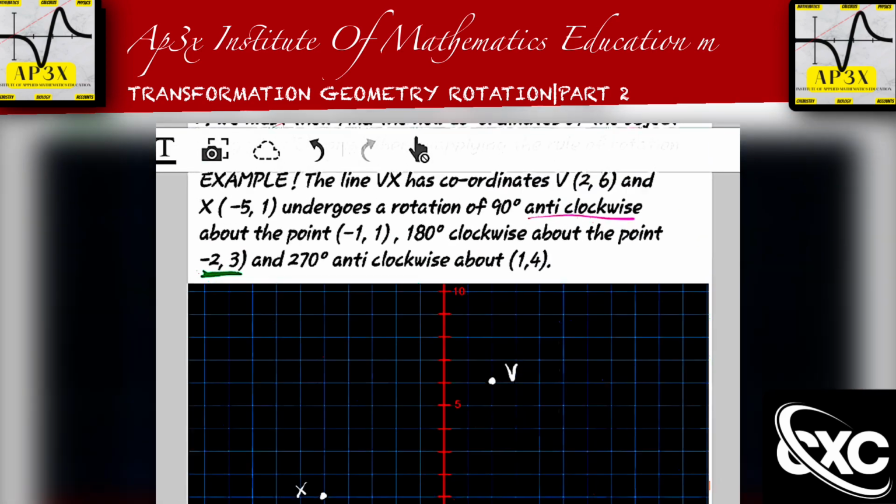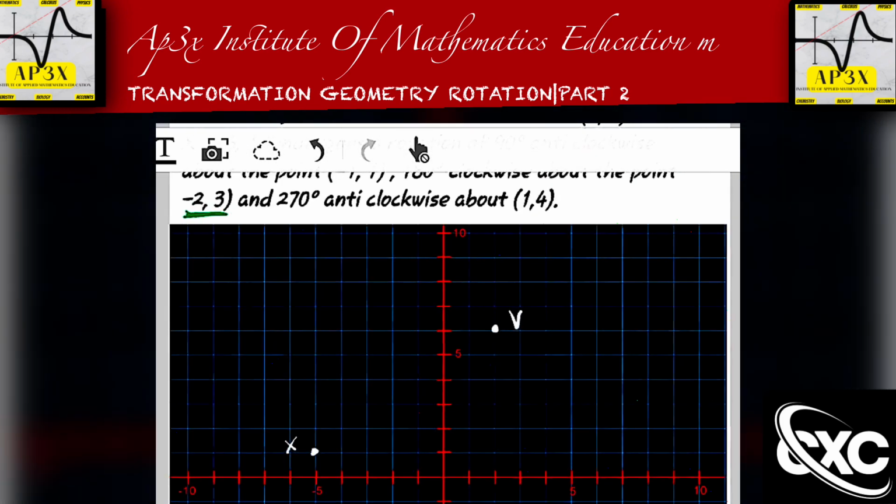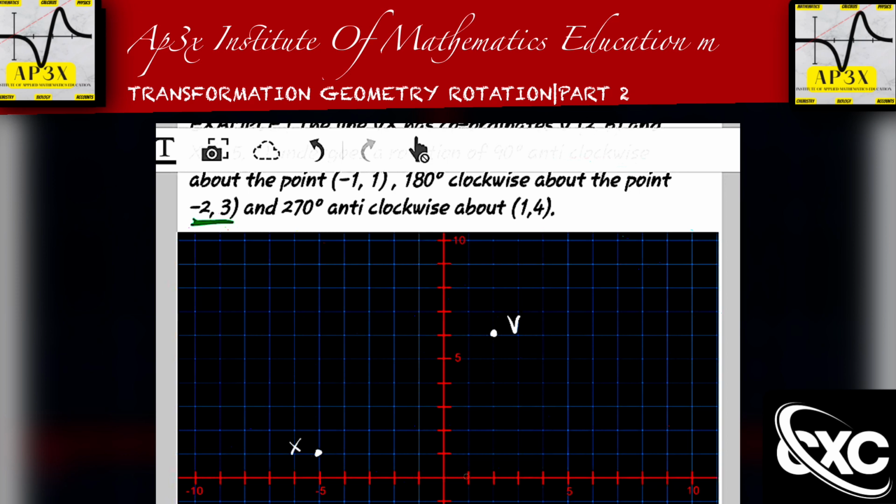All right. And then, of course, now we're going to be rotating it again through 270 degrees anti-clockwise, but we're going to be rotating it from the point 1, 4. So that's going to be 1, 1, 2, 3, 4. Let me get a different color here, same pink. Okay, 1, 1, 2, 3, 4 right here. So we're going to be rotating it 270 degrees. So this is going to be our new center of rotation. All right. Now we're going to have to create axes around this point.